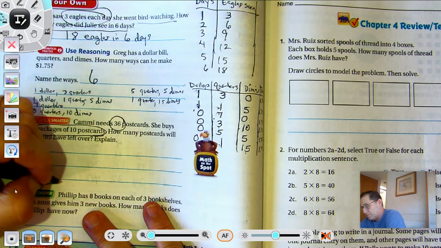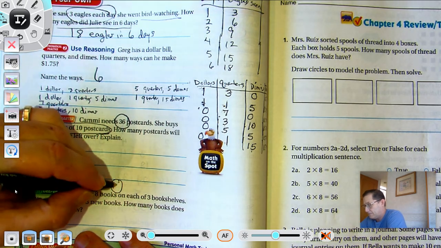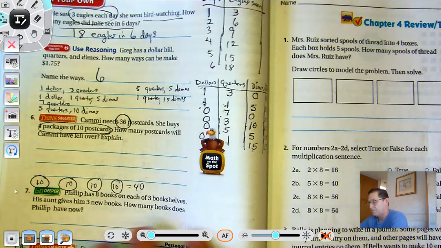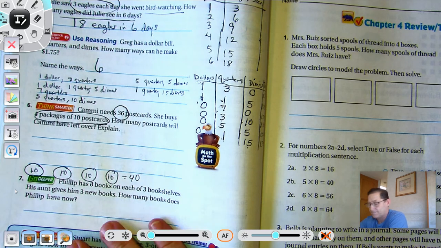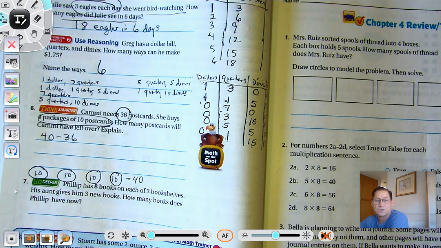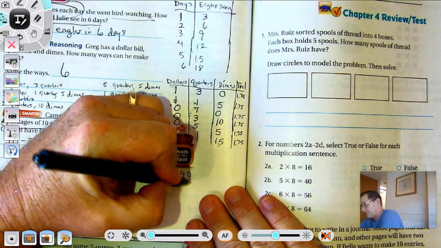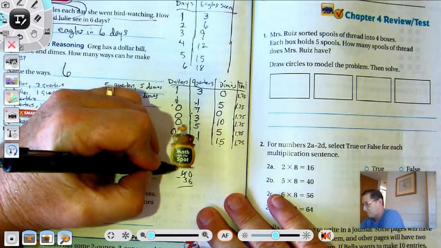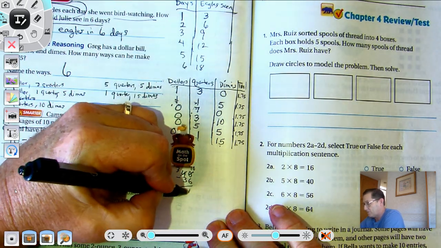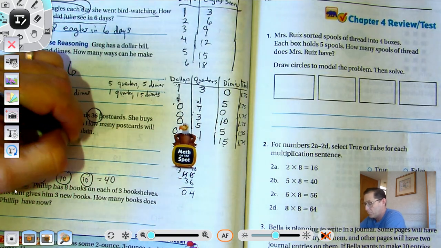So if we wanted to represent that, we could draw 4 circles and we'd have 10 cards in every package. 10, 20, 30, 40. So she bought 40 postcards. She needs 36. How many postcards will she have left over? Well, 40 take away 36. I can't take 6 from nothing, so I'll regroup the 4 tens as 3 tens and 10 ones. 10 ones take away 6 ones is 4. 3 tens take away 3 tens is 0, so 4. She would have 4 postcards left over.